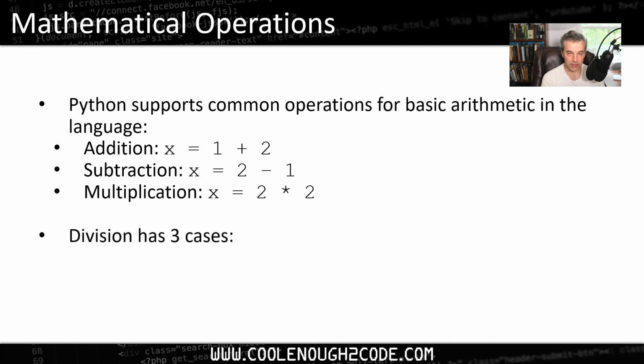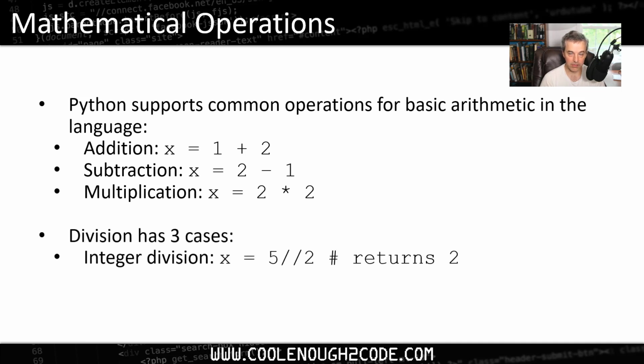Now, division has three cases. The first one is integer division. Look at this particular example that I have here. I have 5 with 2 forward slashes and 2, and it gives me back a 2. 5 in this case is an integer, and 2 in this case is an integer. But when I divide the integer 5 by the integer 2, I get back some result that is not an integer. I get back some kind of number that has a decimal part to it.